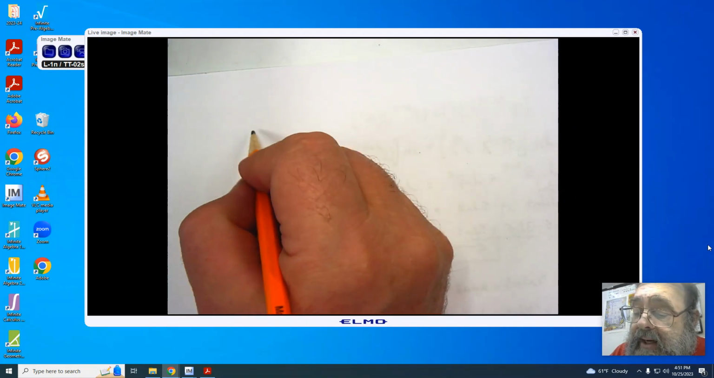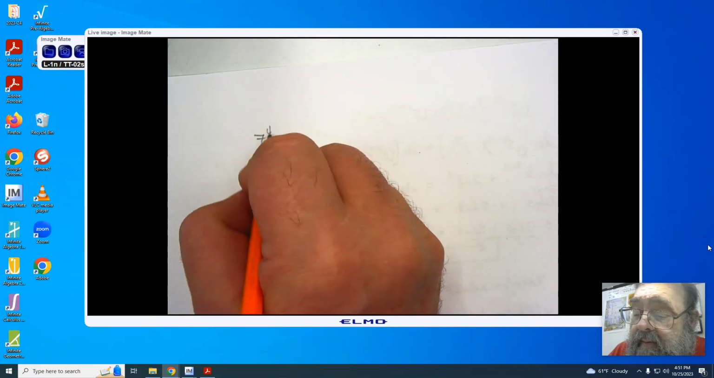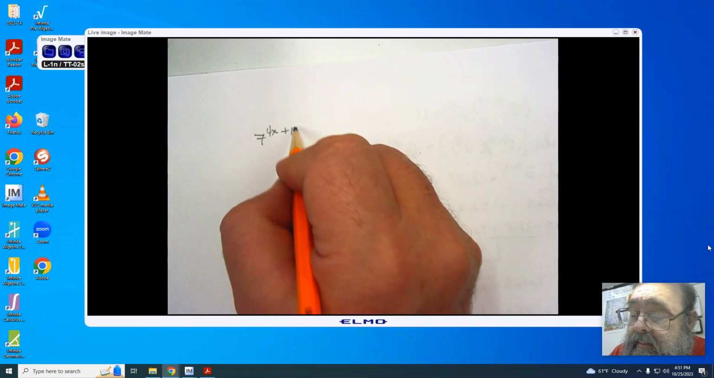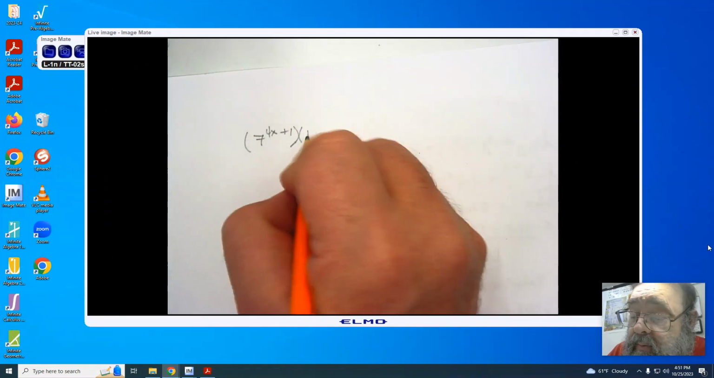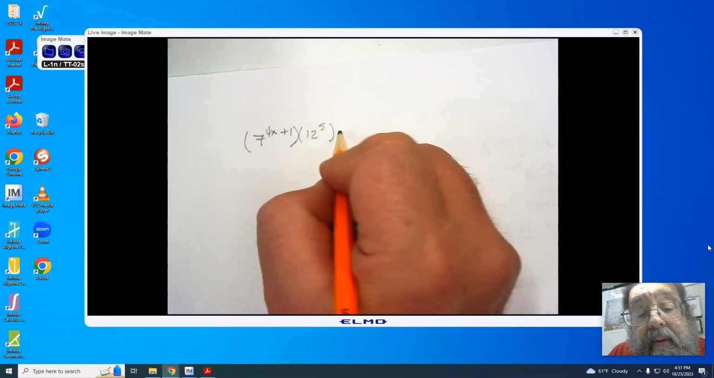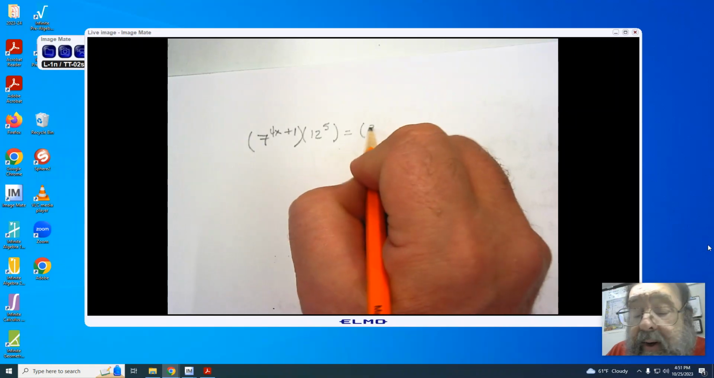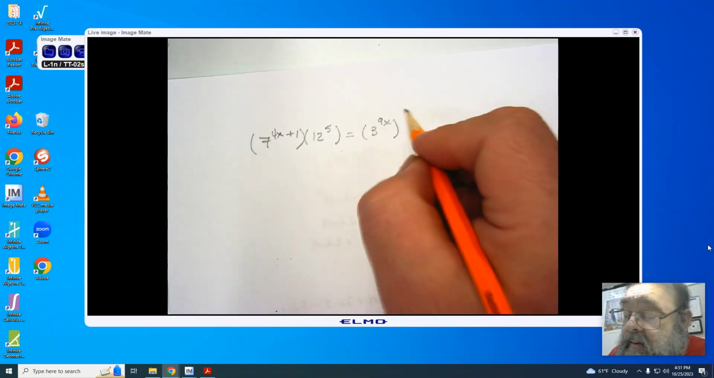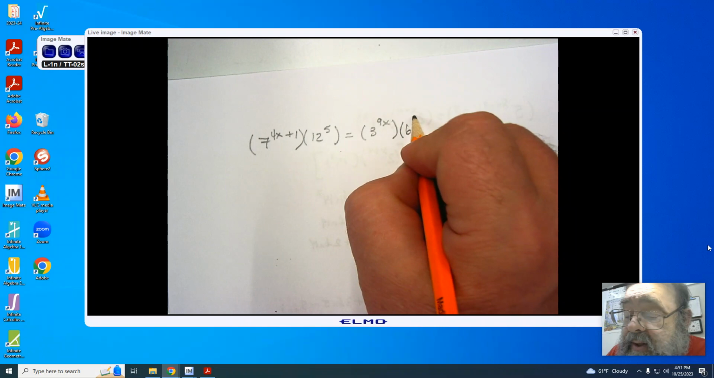Let's take a look at the next one. 7 to the 4x plus 1, times 12 to the 5th, equals 3 to the 9x, times 6 to the 3rd power.